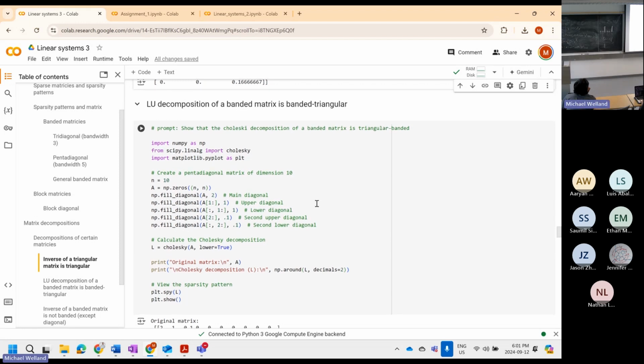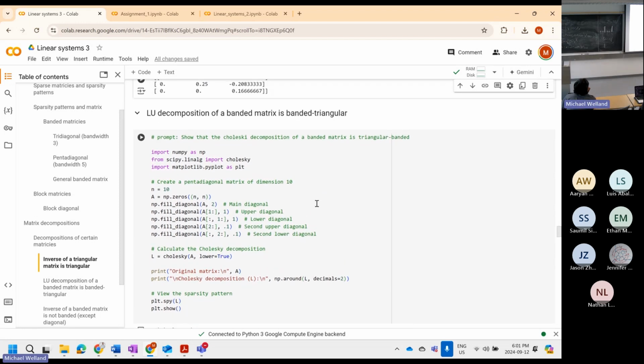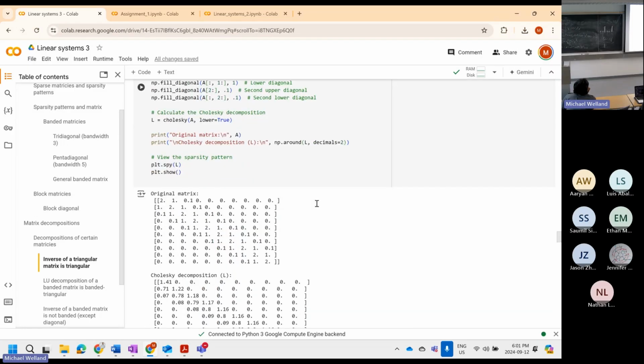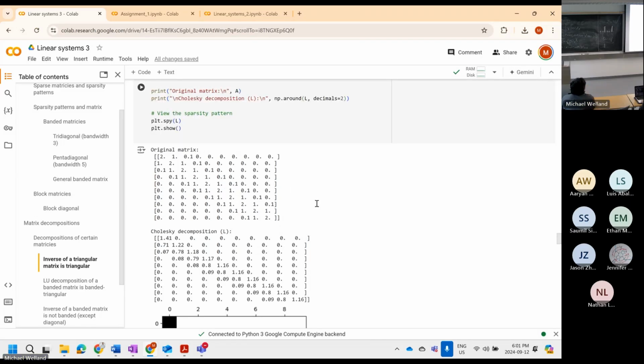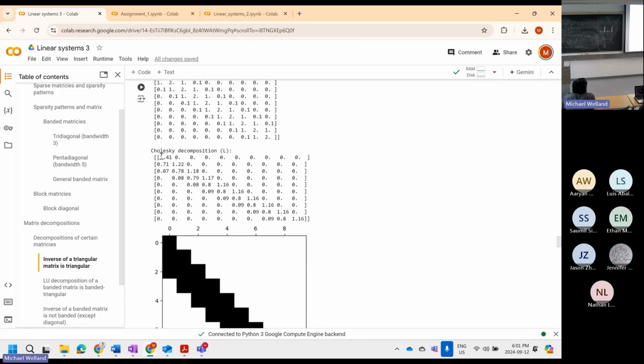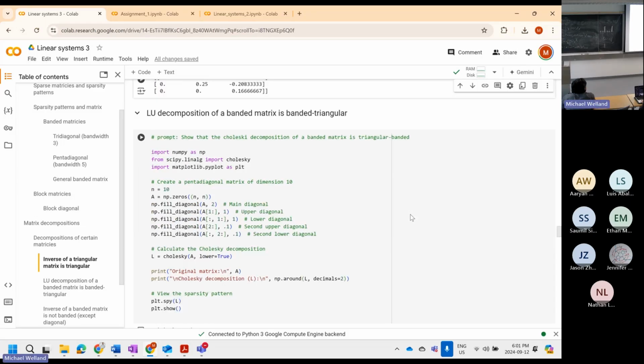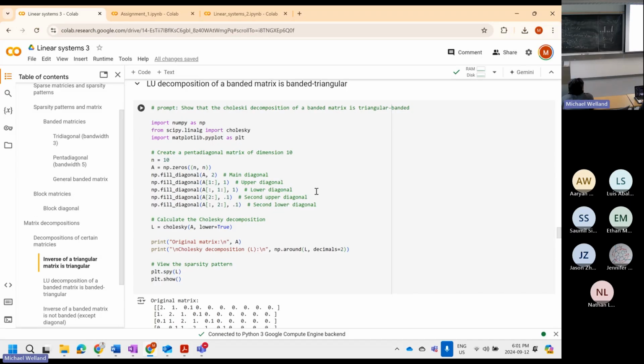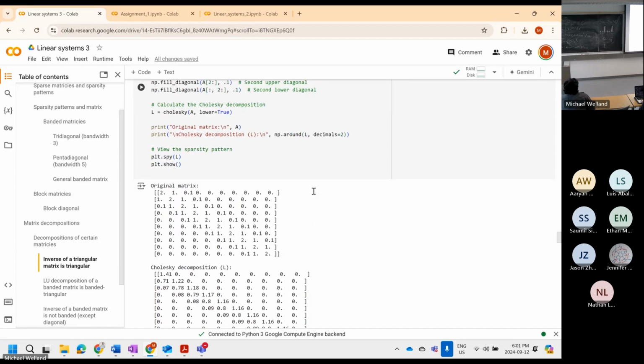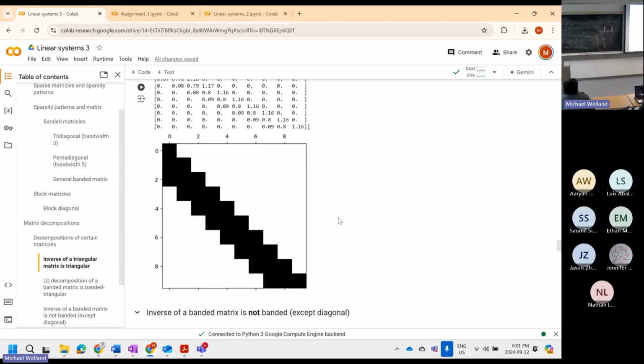LU decomposition of a banded matrix is banded triangular. This is where things start to get interesting, right? If A itself is banded and then you decompose, what you're going to get is, well, this is for Cholesky, but the same thing is true for LU. Your diagonal matrix here is also banded. And that's very useful. This is for the pentadiagonal one, but it's also true in general for banded matrices, right? So here we're taking that efficiency from the banded structure and propagating it. We're holding on to it when we do that decomposition.